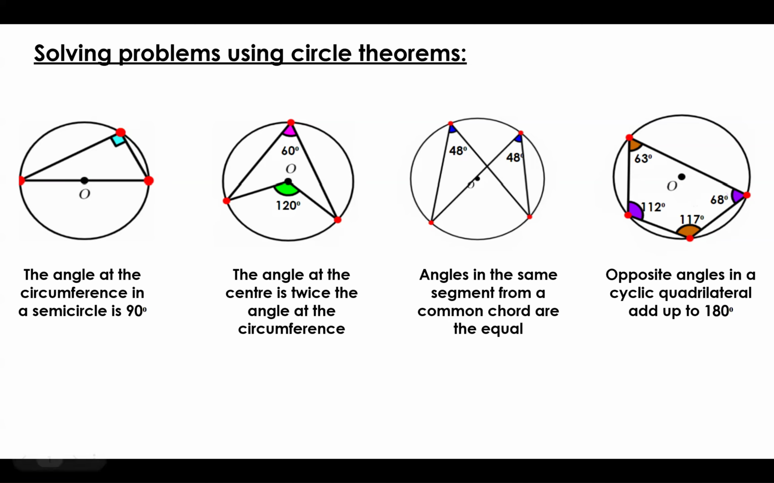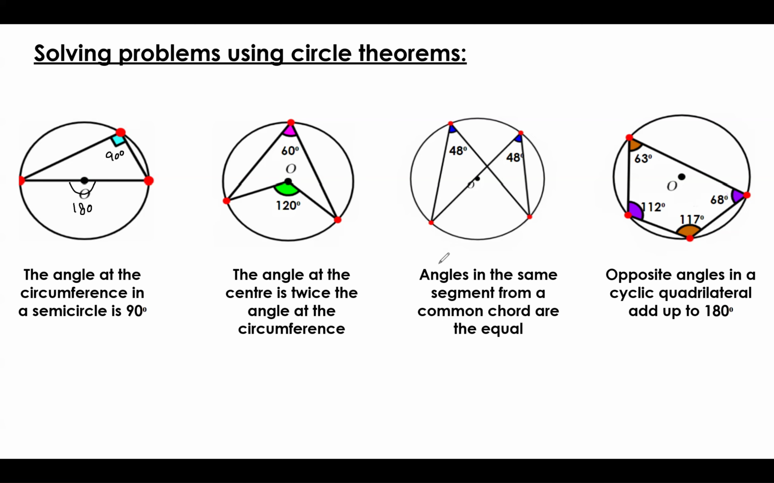Now, the first two over here, so the angle at the circumference in a semicircle is 90 degrees, is an extension of this second circle theorem here. So the angle at the center is twice the angle at the circumference. And that makes sense because this angle at the center is 180, and this is twice the angle at the circumference, which is going to be 90 degrees. So these two are essentially the same circle theorem, but obviously, if it comes up in an exam, do refer to it as the angle at the circumference in a semicircle is 90 degrees.